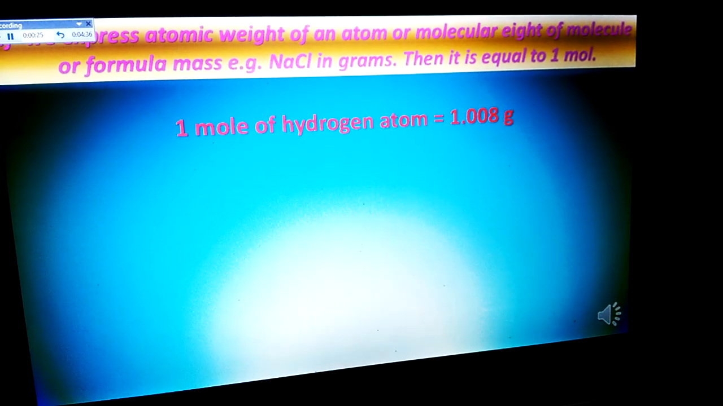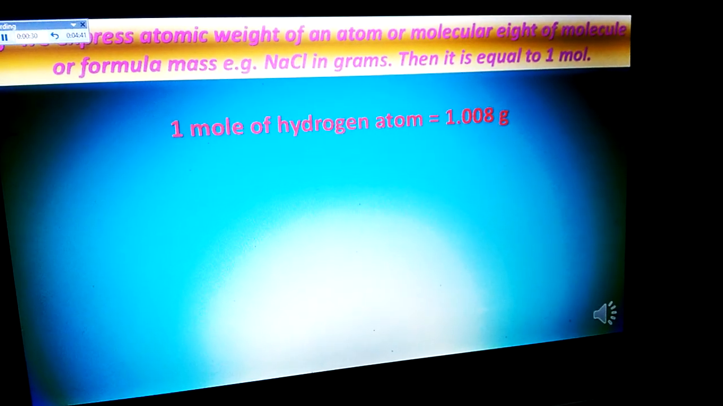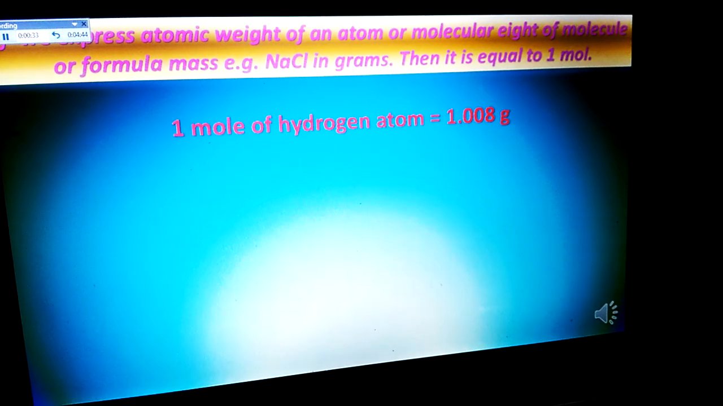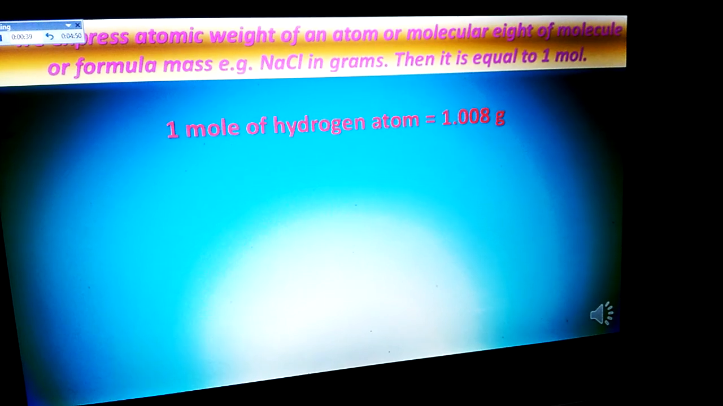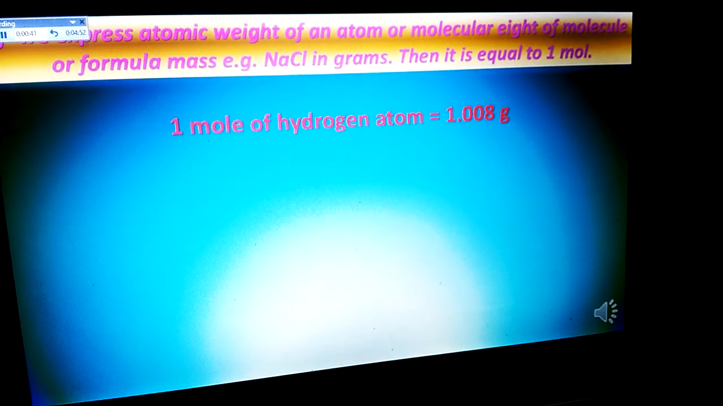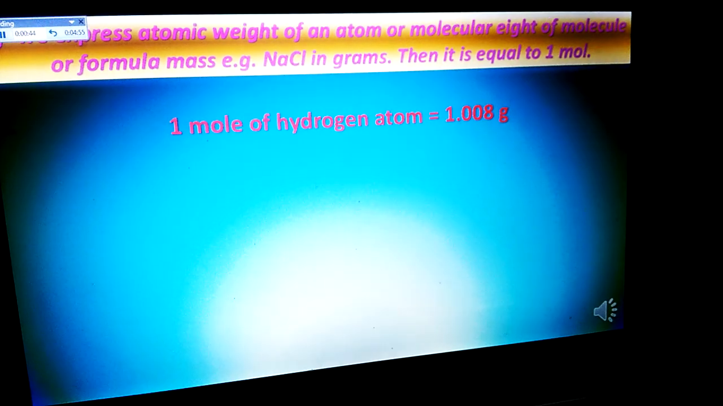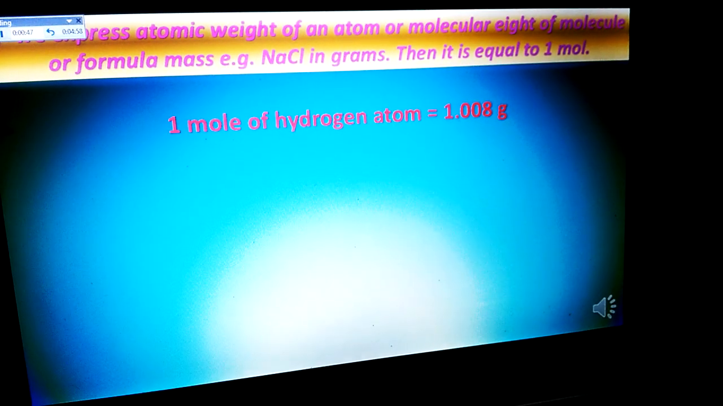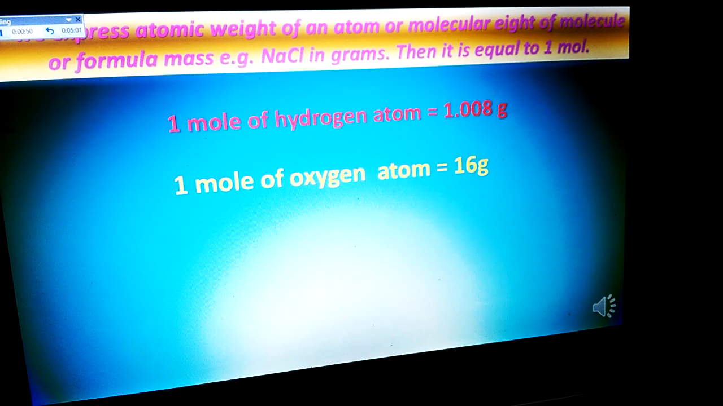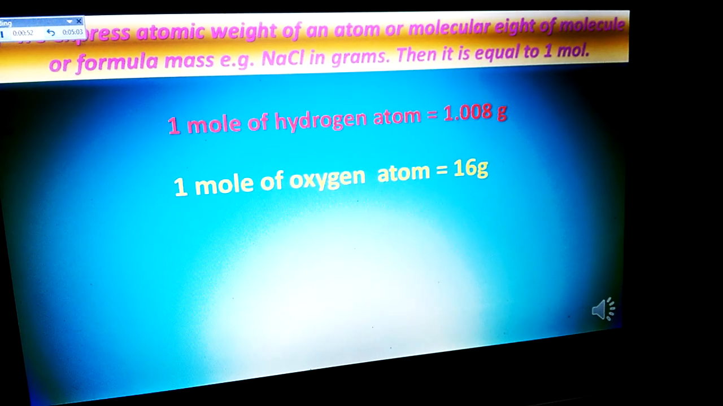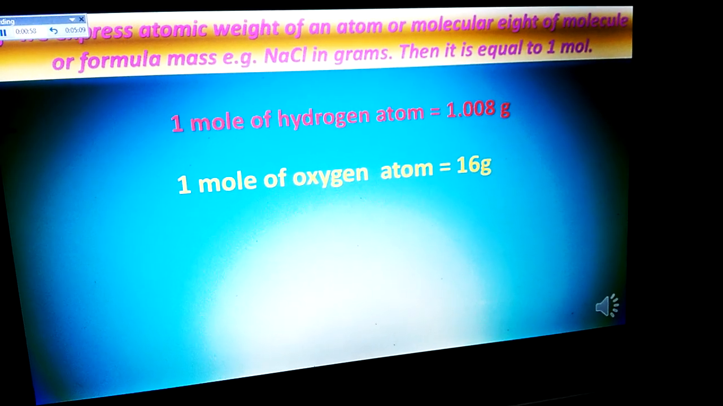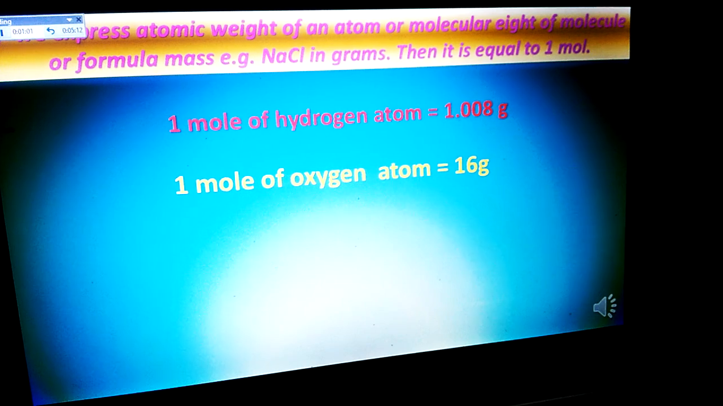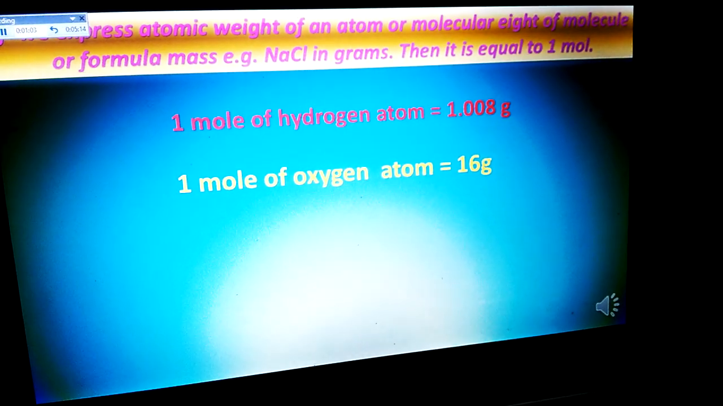1 mole of hydrogen atoms is equal to 1.008 gram. 1.008 gram is the atomic weight of a hydrogen atom, and if we take this amount, then it will contain 6.023 multiplied by 10 raised to power 23 atoms of hydrogen. 1 mole of oxygen atoms is equal to 16 gram. If we take 16 gram of oxygen atoms, then it will contain 6.023 multiplied by 10 raised to power 23 atoms of oxygen.